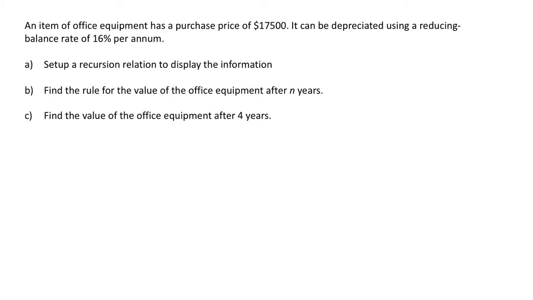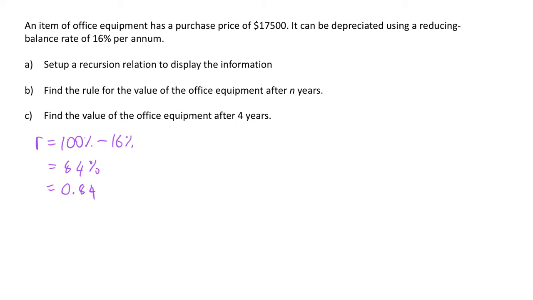So before I get into it and write the recursion relation, I want to calculate my common ratio value first, and it's going to be 100% minus my depreciation percent of 16. So that's going to equal 84%, which I need to convert to a decimal of 0.84. So my common ratio value is going to be 0.84. That now gives me the information I need to write the recurrence relation.